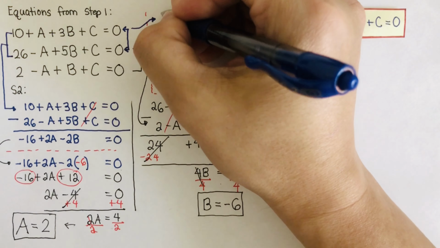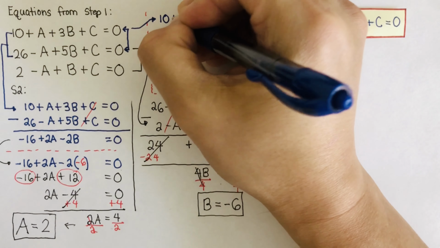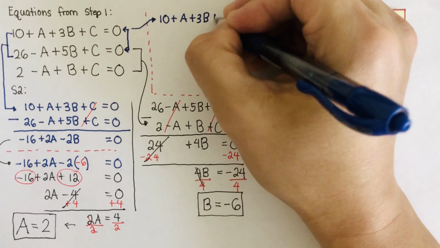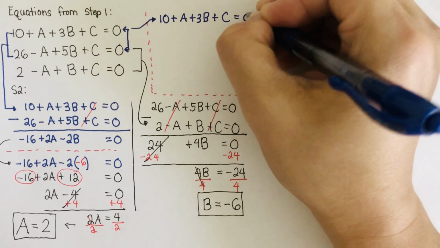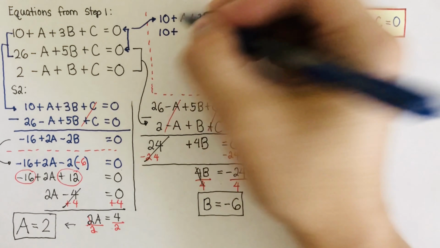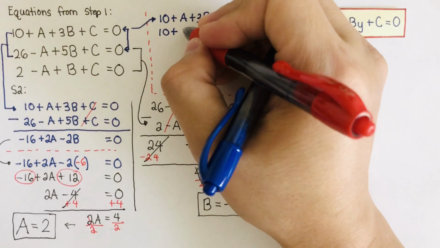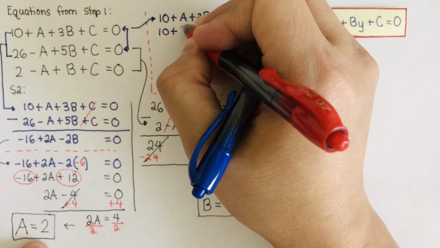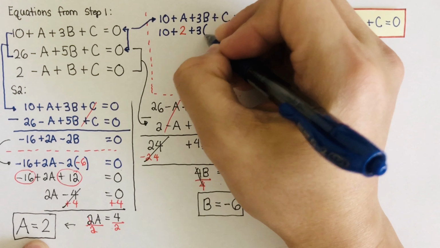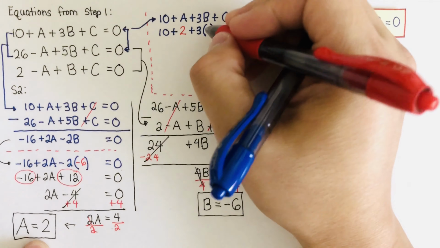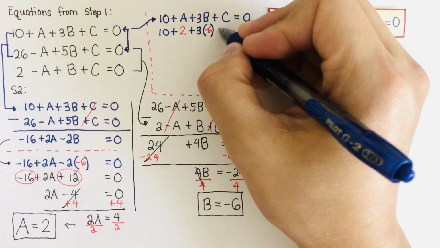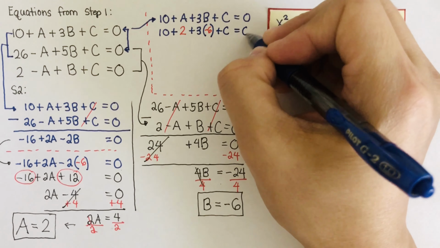So the equation that we have here is 10 plus A plus 3b plus c equals 0. So we rewrite it. 10 plus our a is 2. So I put in 2. That's the one that we got here. So a is 2 plus 3 times our b is negative 6. So that's the one that we got here. And then that's plus c, which is missing, is equal to 0.